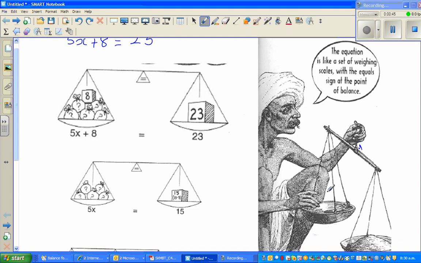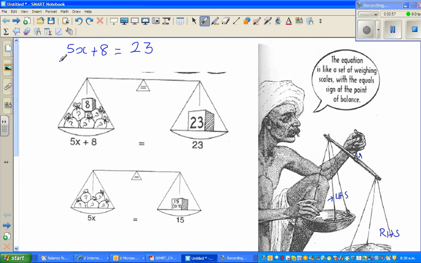This is called the left hand side, and this is called the right hand side. So in this example, this is your left hand side, and this is called the right hand side. These are the two sides of the balance.